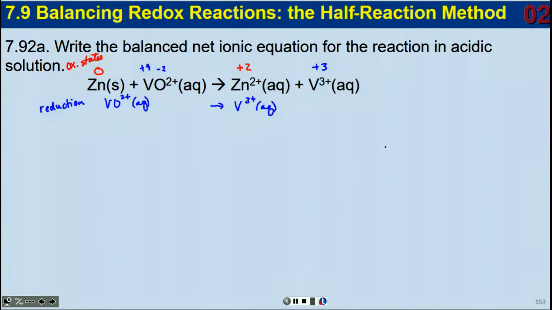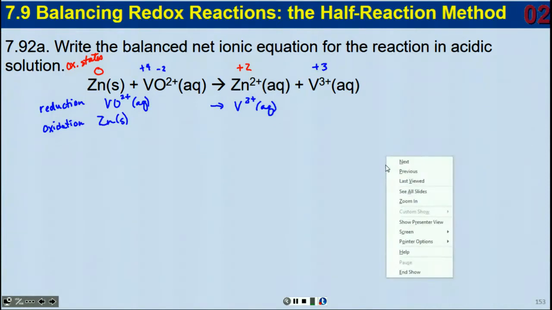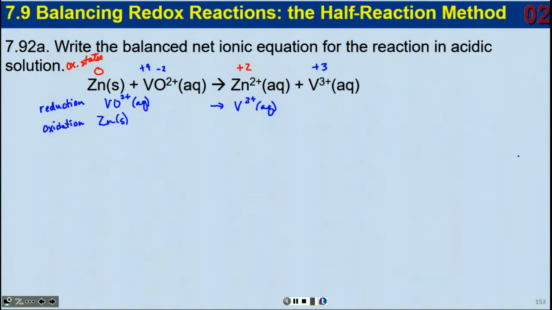The oxidation step then is the other part. The oxidation half reaction is the zinc being, excuse me, I bumped something, oxidized to its ion, the zinc 2 ion. And that's the first thing we had to do.